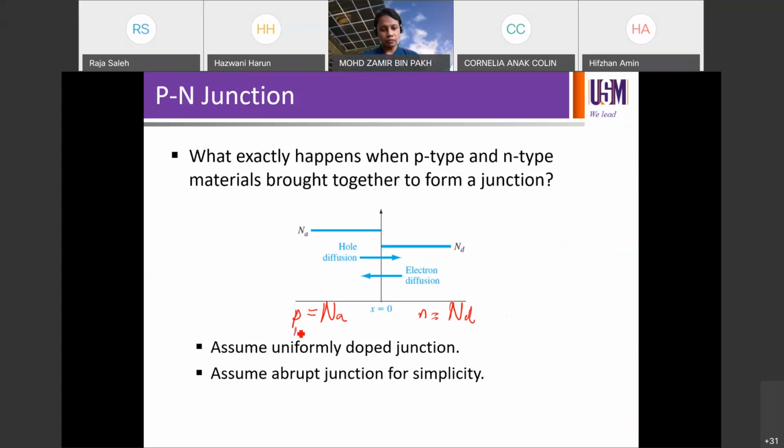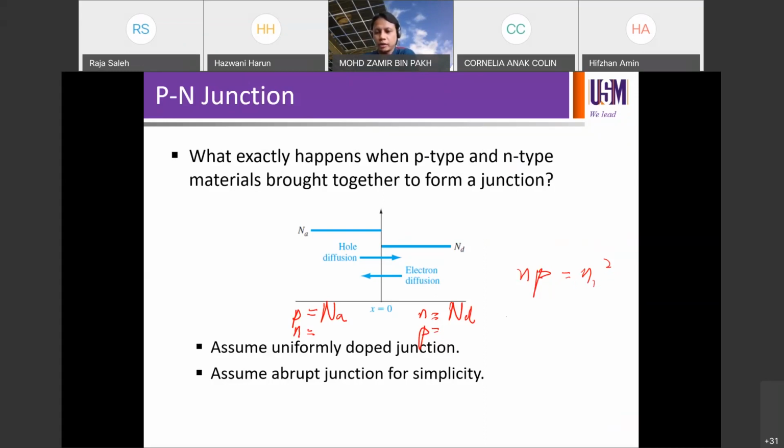Minority carriers. So how do we calculate minority carriers? In this case, say for n-type on the left side, how do you get the value of n in the material on the left, in the p-type material? What's the equation that we need to use? Anyone? Remember the law of mass action? What equation? n times p equals ni squared.